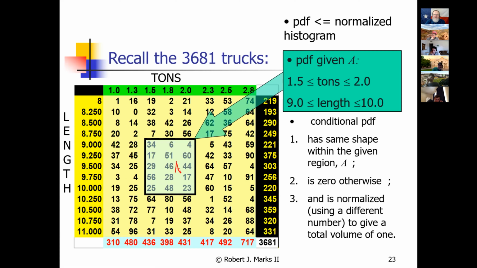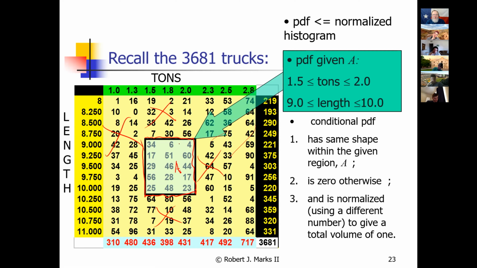And so what do you do? You make a conditional PDF. And to make the new PDF, the conditional PDF, you take this thing and you assume that that's your whole universe. So you don't worry anything about the histogram out here, because you're just focused in on this area of A.